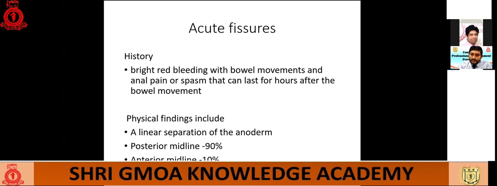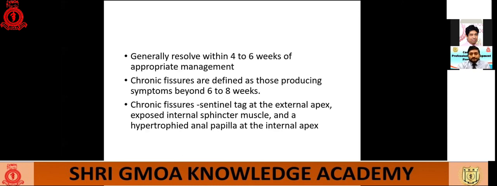In some patients, on physical examination, if you put the patient in prone jackknife and separate the buttocks, you can see a linear separation in the anoderm. 90% of the time, it happens at the posterior midline, or what you call the 6 o'clock position. These clock positions are defined with the patient lying supine, in lithotomy. 12 o'clock is anterior, 6 o'clock is posterior. So fissures are posterior midline 90% of the time, and anterior midline about 10% of the time. They generally resolve within 4 to 6 weeks with appropriate management, but chronic fissures tend to persist beyond 6 to 8 weeks.